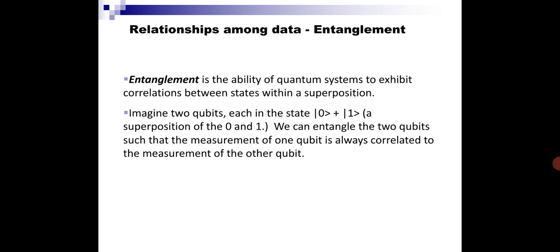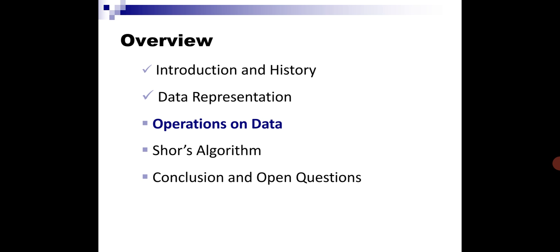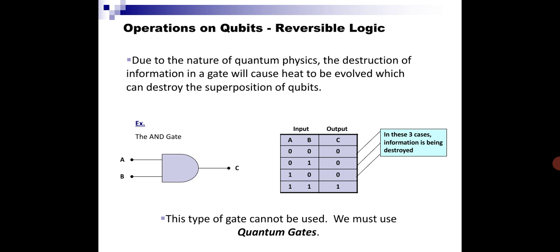Now if we consider two qubits, each in the state logic 0 and logic 1, a superposition of logic 0 and 1, we can entangle the two qubits such that measurement of one qubit is always correlated to the measurement of the other qubit. Now if we look at quantum computers, let us see the AND gate, one of the basic gates.